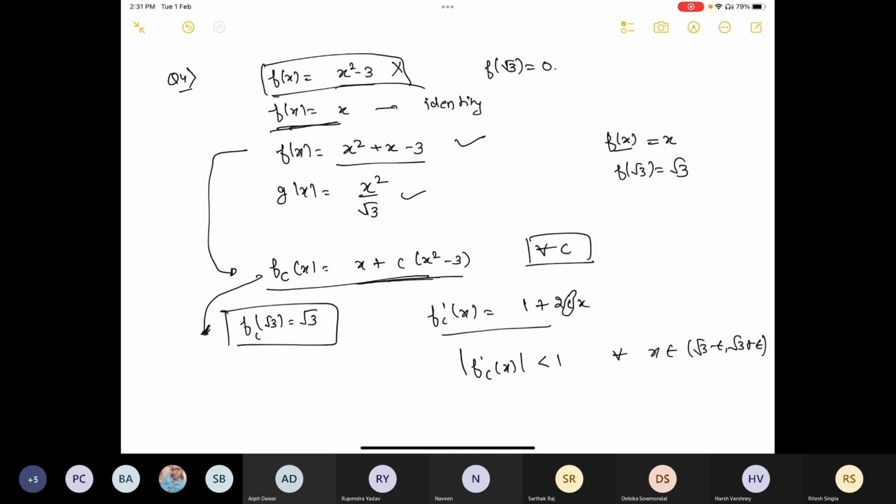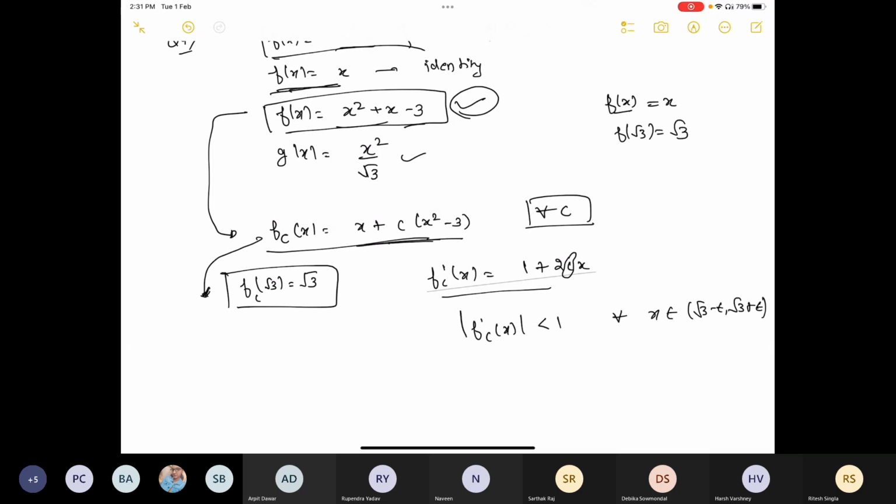Is it fine that even this function cannot work? There is a trouble in this function because we are just taking c to be 1 here, and with 1 plus 2x you will not be able to bound f prime of x. Is the function making sense to you guys? Which function to start with? Yes, sir.